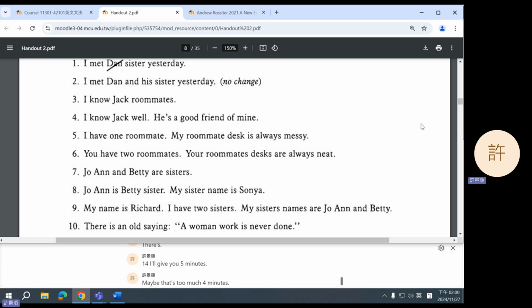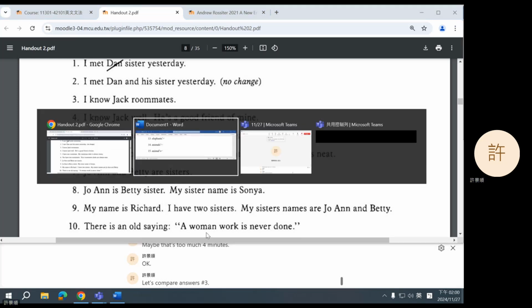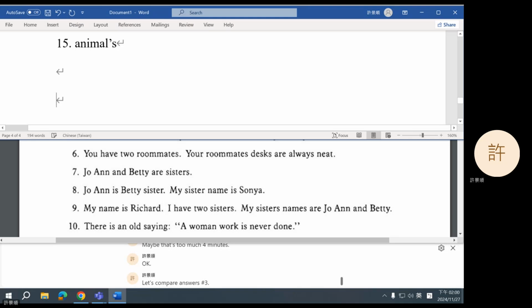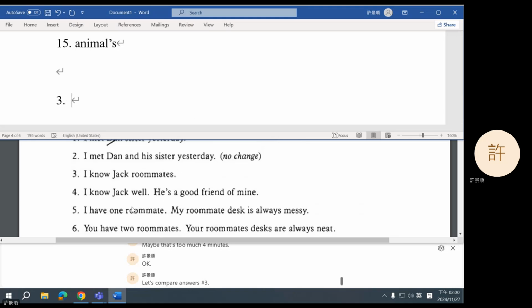Okay, let's compare answers. Number 3. I know Jack's roommates. Number 4. I know Jack well. He's a good friend of mine. No change. Number 5. I have one roommate. My roommate's desk is always messy.